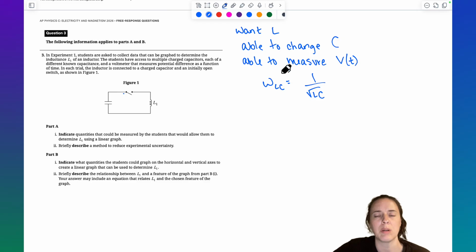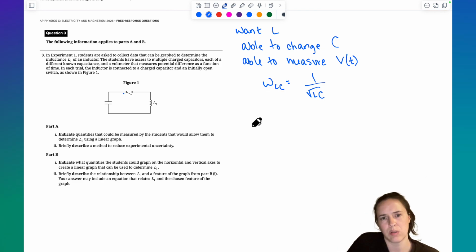So that's probably what we're going to be wanting to use here, because if we can see the voltage as a function of time, we can figure out the frequency that that voltage is oscillating. Okay, so we know the capacitance, so I'm going to measure the voltage so that I can figure out the oscillation frequency.